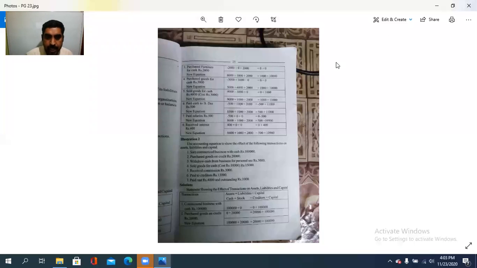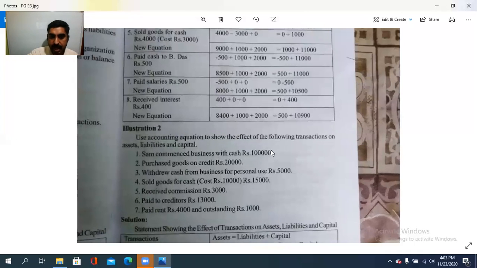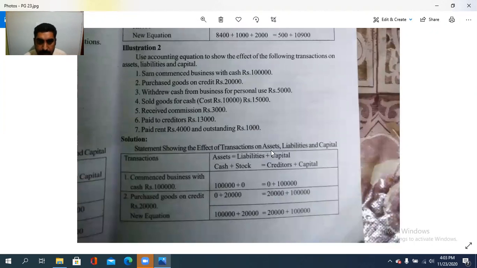So how is it to be done? Use the accounting equation to show the effect of the following transactions on the assets, liabilities, and capital. Sam commenced the business with cash of rupees 1 lakh. So cash and capital are increased by 1 lakh each. Then purchased goods on credit for 20,000. On a credit basis, stock is increased on the asset side and creditors are increased on the liability side. So 20,000 is equal to 20,000. In that way, we will write it.